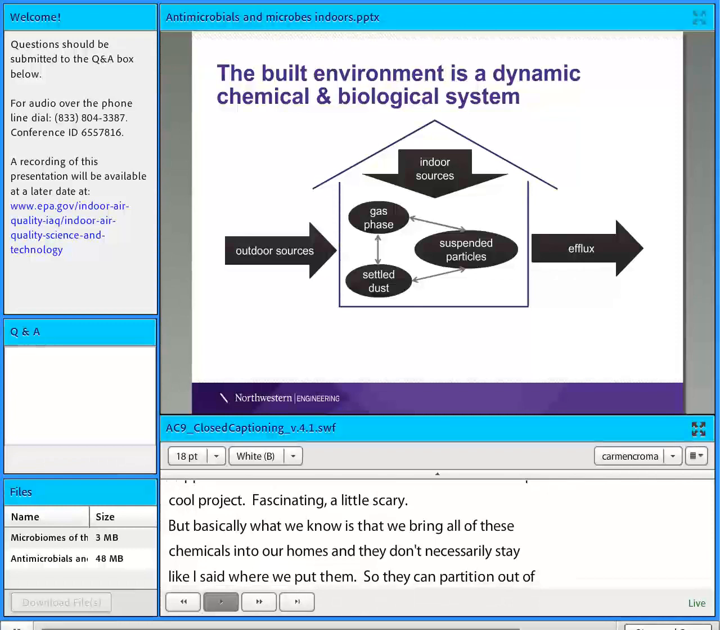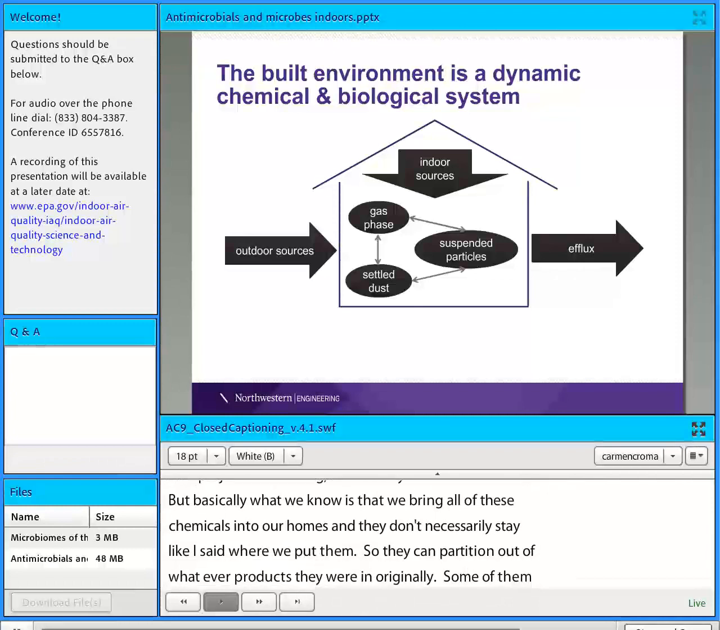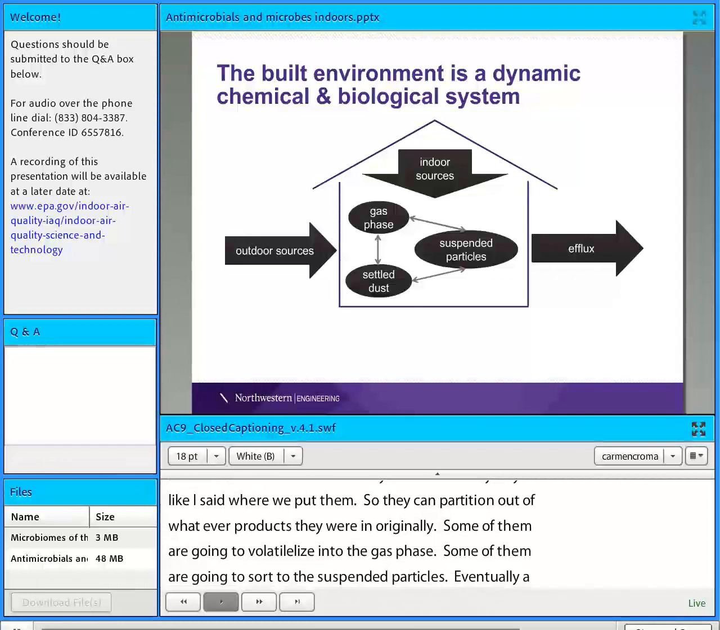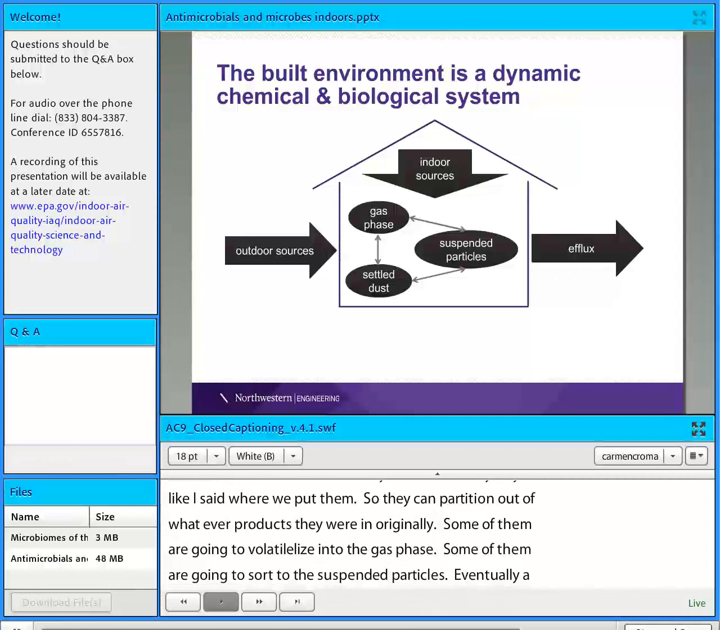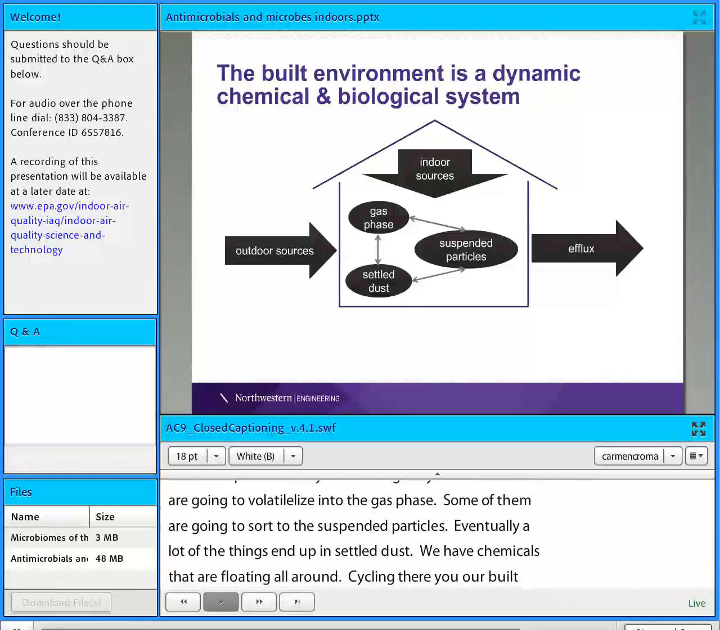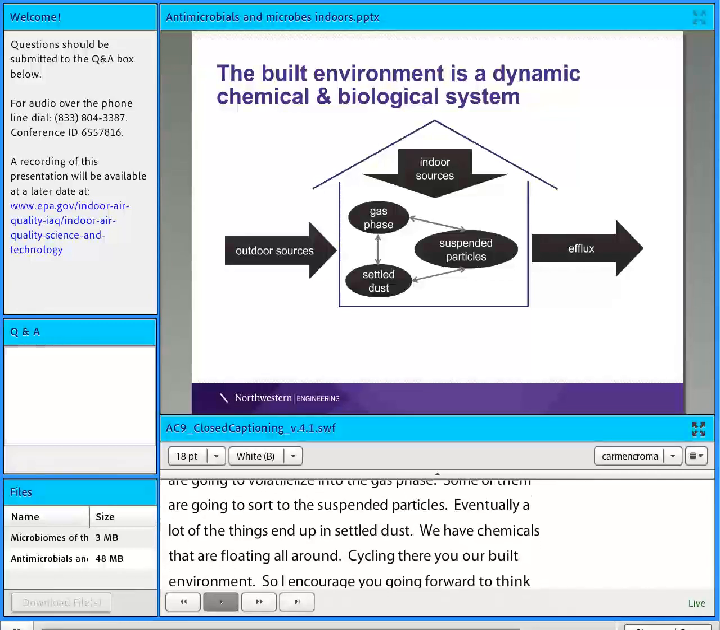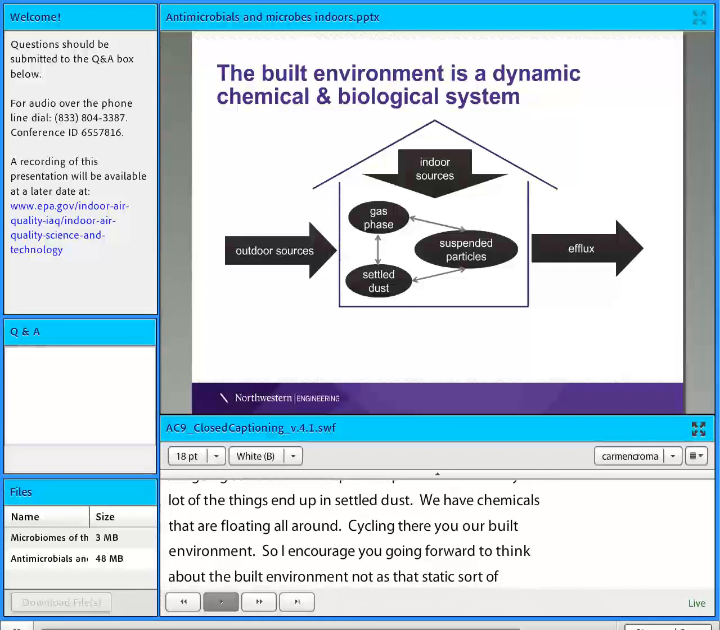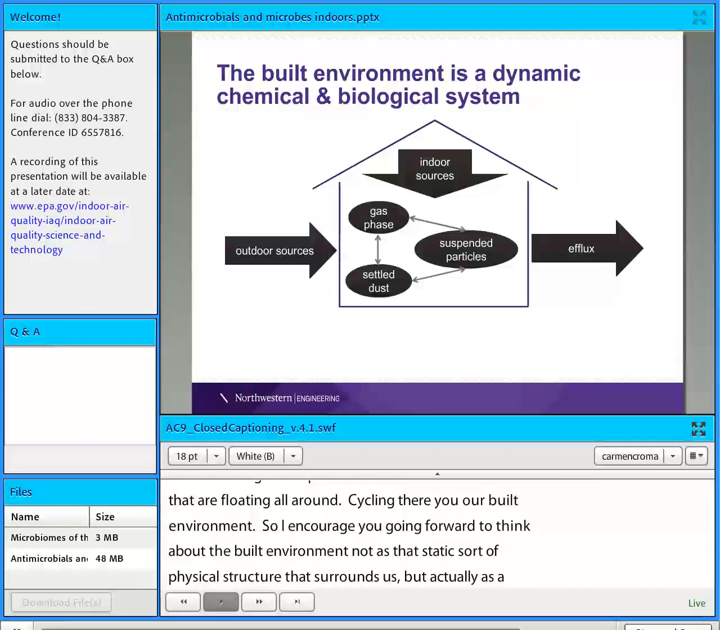Some of them are going to volatilize into the gas phase. Some of them are going to sorb to suspended particles. Eventually, a lot of things end up in settled dust. And so we have these chemicals that are floating all around. They're sort of cycling through our built environments. And so I encourage you, going forward, to think about the built environment not as that static physical structure that surrounds us, but actually as a dynamic chemical and biological system.